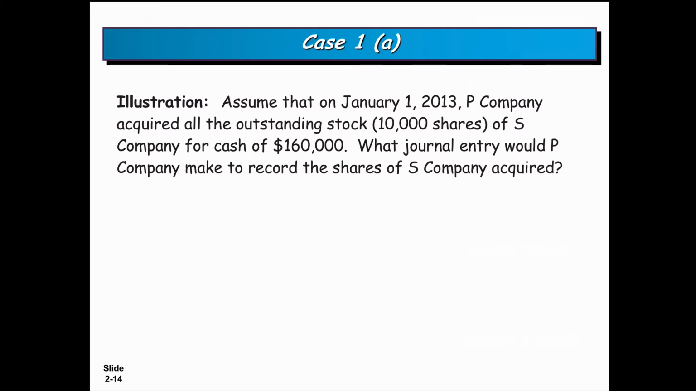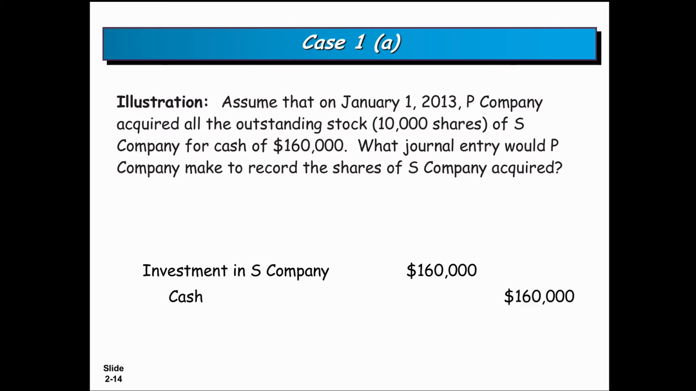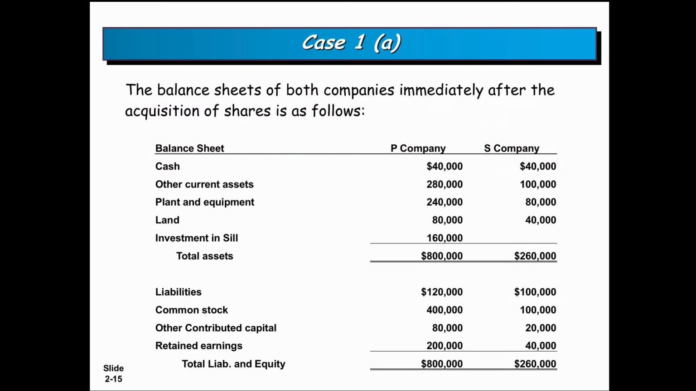I assume on January 1st, 2013, the parent company acquired all, which means 100% of the outstanding stock, 10,000 shares of the subsidiary company for 160,000 cash. What journal entry would P company make to record the shares of S company? So here you can see we have 10,000 shares for 160,000 cash. We debit investment in S company by 160 and credit cash 160. This is a very simple example, and now let us see.